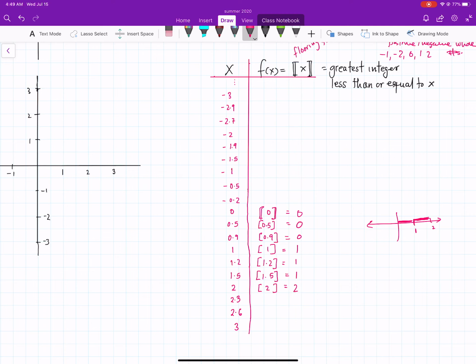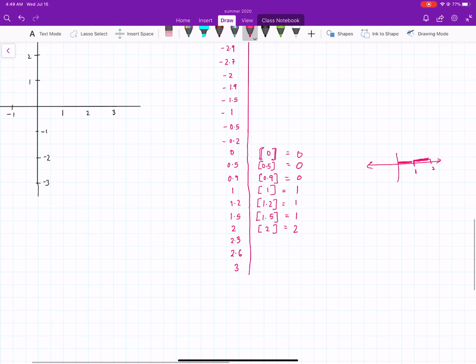All right. So this is what you're trying to do. If you fill out this, you can clearly see that if I pick 2.3, I'm going to get 2. If I get 2.6, I get 2. And then if I get 3, I get 3.